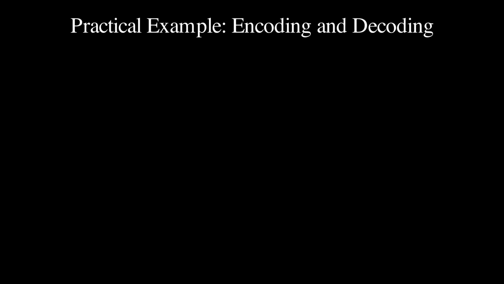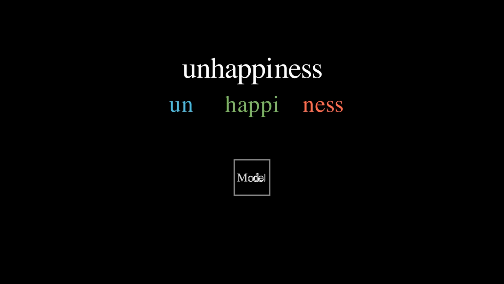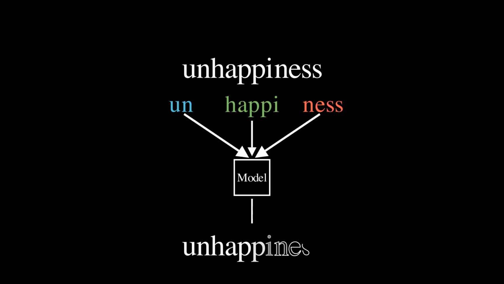Consider a practical example with the word unhappiness. Using BPE, we tokenize it into un, happi, ness. Each token represents a meaningful subword. The model processes these tokens, learning their representations. When generating text, the model can combine these tokens to form words, even if it hasn't seen the exact word before.